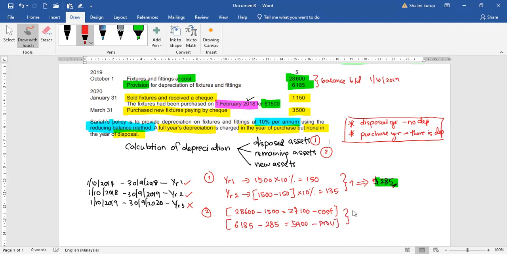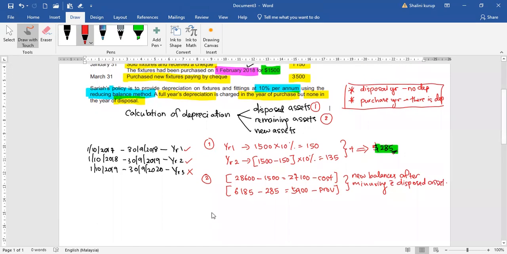So these are the new balances after minusing the disposed asset. I'm making it very clear. The last part here is I'm going to calculate for the new asset, and part 3 of the video will show you the entries. The new asset is very clear.